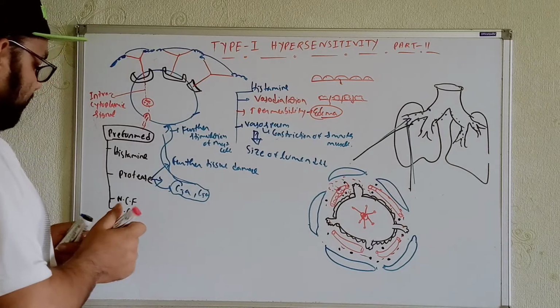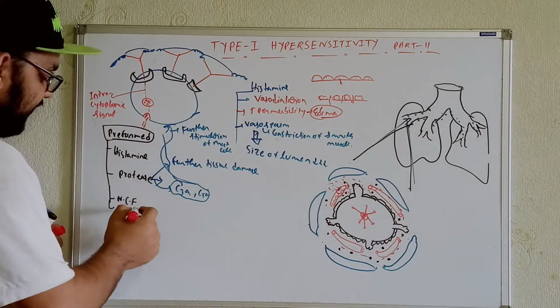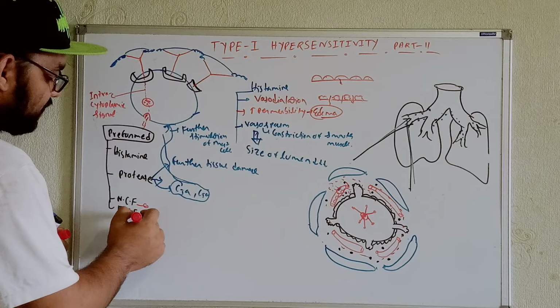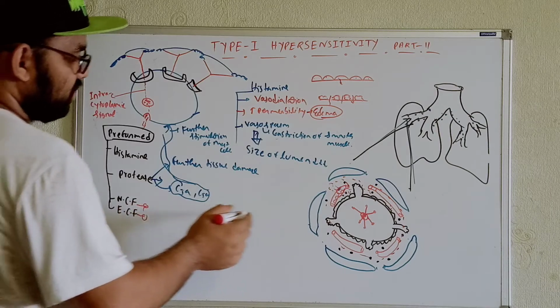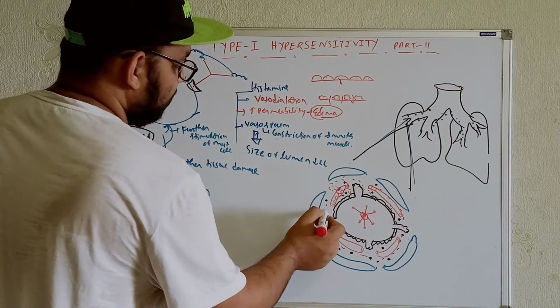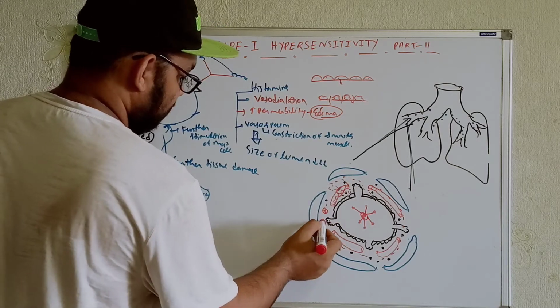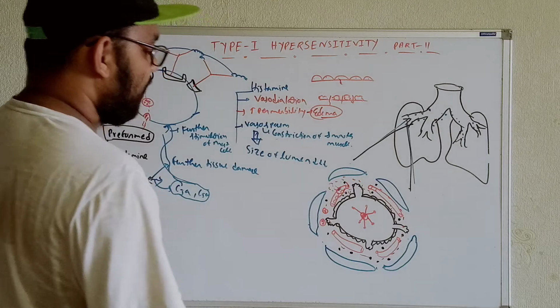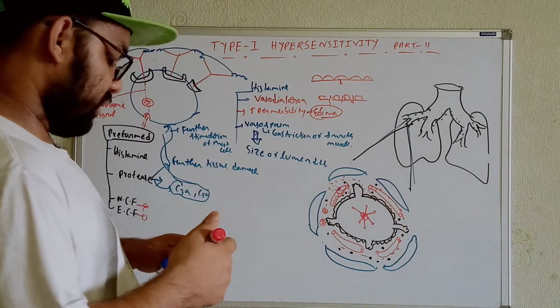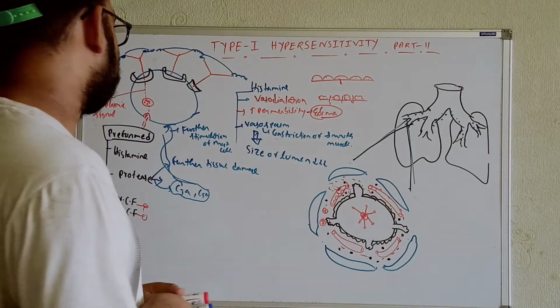And in these cases we'll get accumulation of a greater amount of neutrophils and a greater amount of eosinophils in these regions. We'll talk about the effects of the eosinophil in the subsequent part.